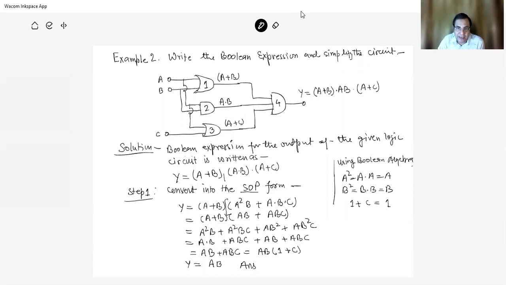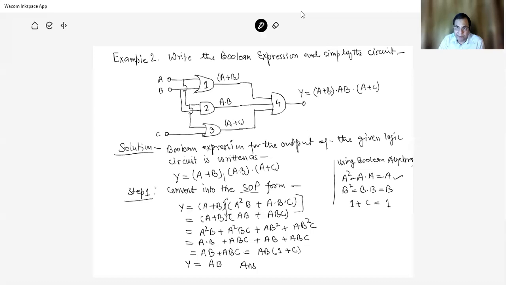We take this part first, that is A plus B. A, B multiplied with A is A square B, and here A, B, C. So A square B is AB. A square is A dot A, and that is A. And A plus B multiplied with this factor is A square again B plus A square BC, B A into B square, and here it is AB square C.